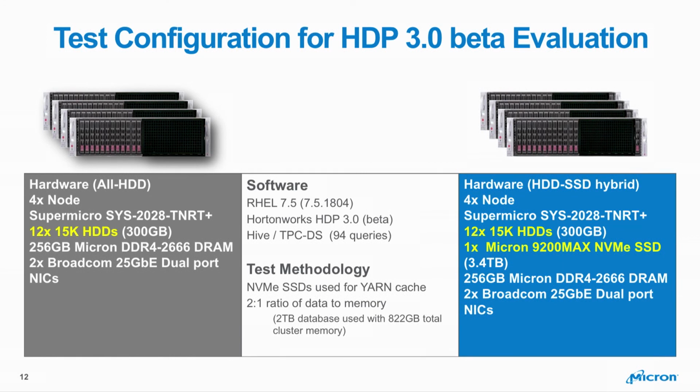Note that we used a 2 terabyte database with just over 800 gig total memory for the cluster. This was to ensure that we weren't running all of the operations in cache, that we had a minimum of a 2-to-1 ratio for data to memory.